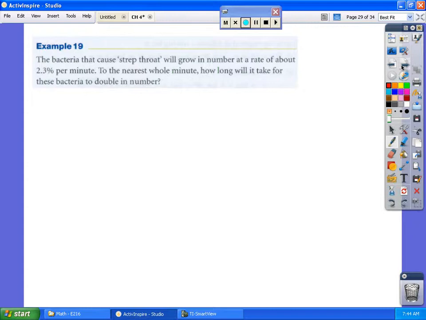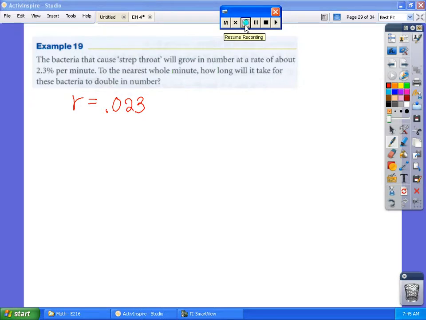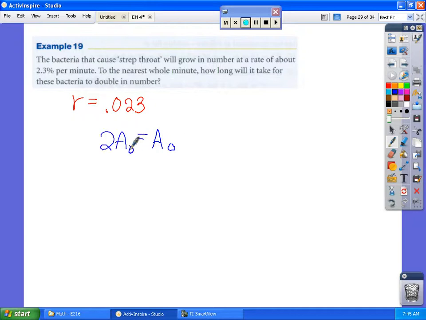The next example: the bacteria that cause strep throat will grow at a rate of about 0.023 per minute. To the nearest whole minute, how long will it take for these bacteria to double in number? You'll notice that there's no initial amount. All we know is that we want to double the amount that we had using this rate. So if we call the initial amount a sub 0, double that would be a sub 0 times 2. I am going to use this formula, and time will be in minutes.